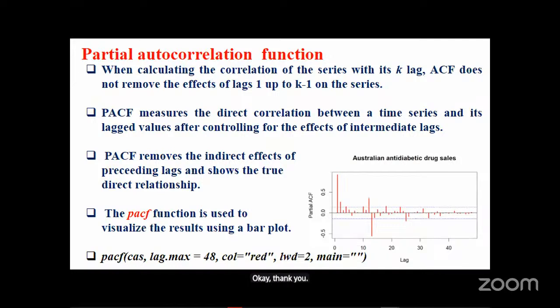Okay, thank you. So this is the PACF. Also measuring correlation.